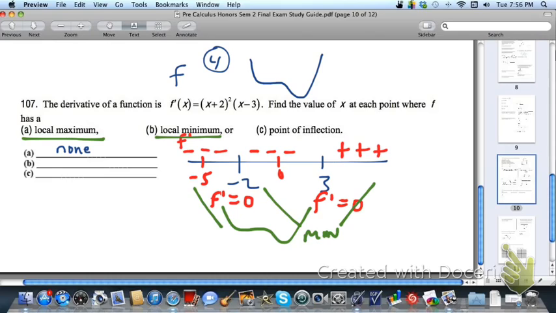So for part B, a local min, that's going to happen, like I said, at x equals 3, and we don't know what the y value is, so don't try to find it. And then the point of inflection, well, that's going to require something different. We're going to have to find f double prime, because f double prime is what's going to give us that point of inflection.